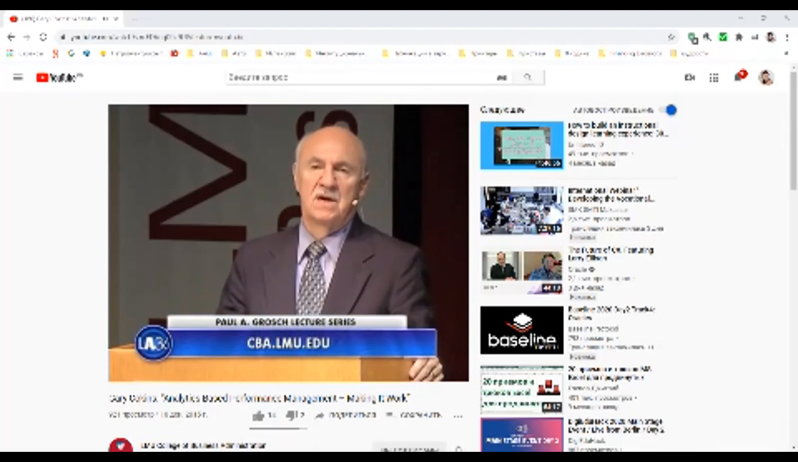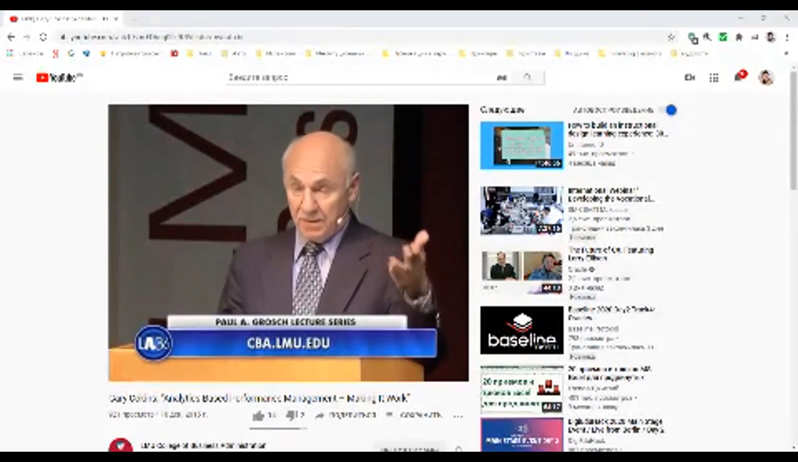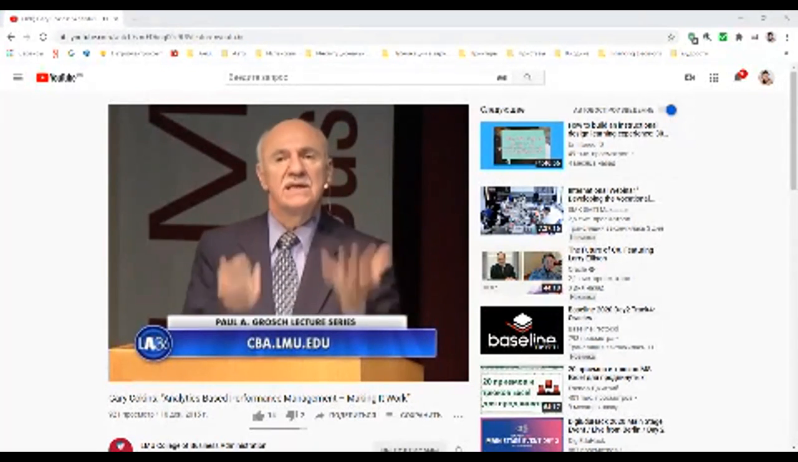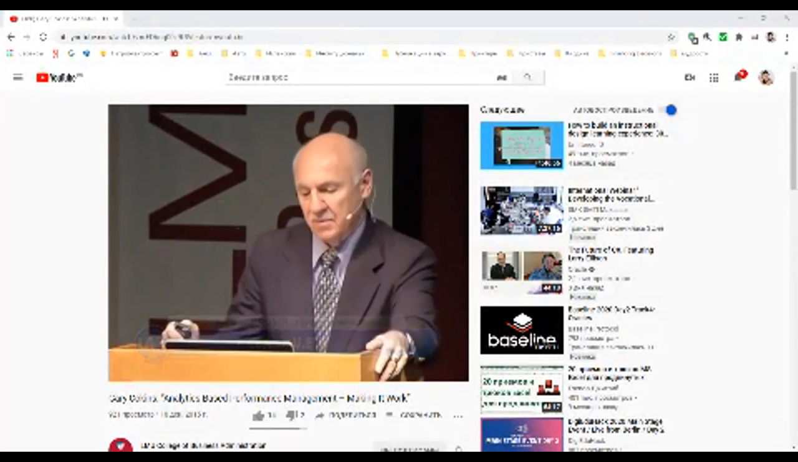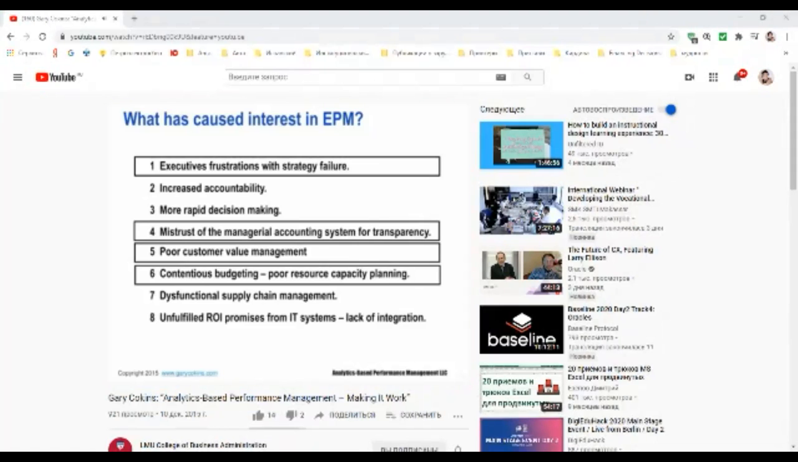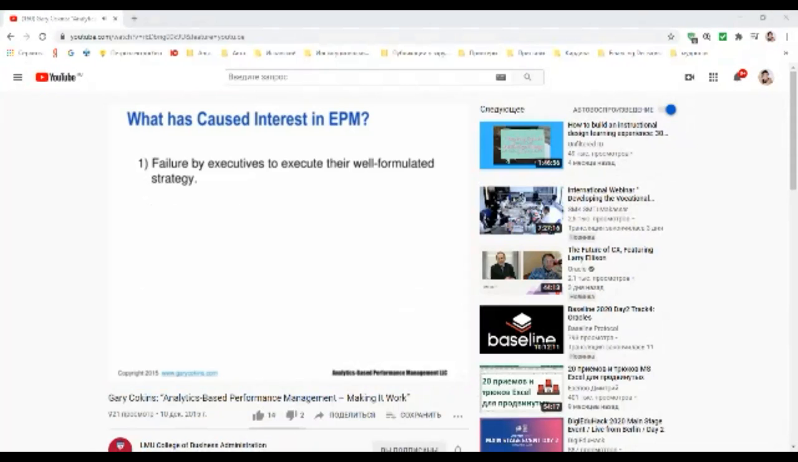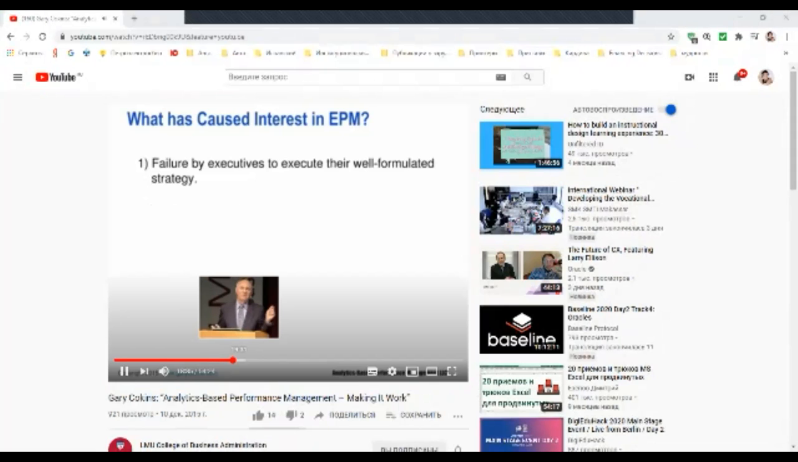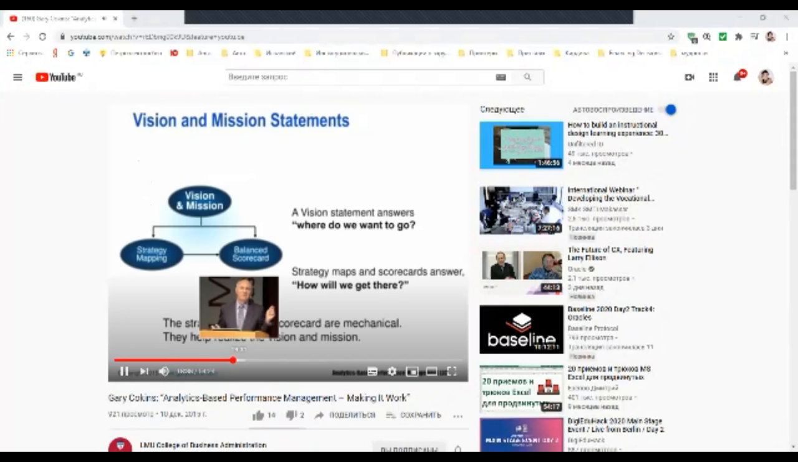And what these enterprise performance management methods, which I'm going to start to describe, do is release the ROI and make it profitable. So here are the four I'm going to drill down. I'm going to keep my eye on the clock, being a good industrial engineer. You know, the trains run on time. Let's start with that first force: failure by executives to execute their well-formulated strategy. And the solution that addresses this is the strategy map and the balanced scorecard.